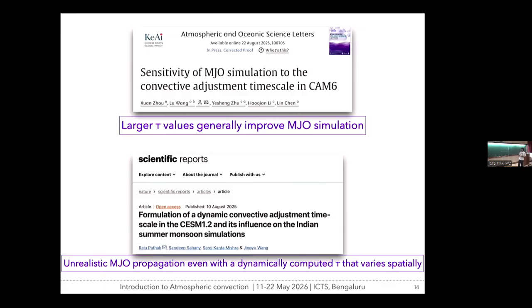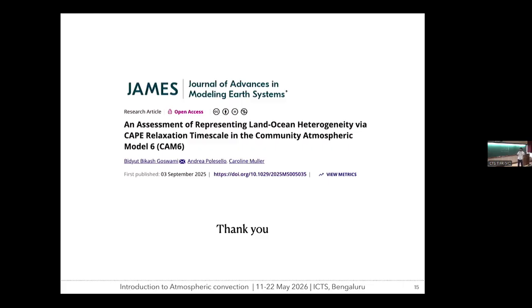And how they designed tau was they had a CAPE calculation over the whole globe, and they designed tau based on CAPE. So the tau was a dynamic tau, but they found MJO propagation was not good in their dynamic calculation of tau. This is just a screenshot of our paper. So what it means is it's not just changing tau, but we need to be clever in how we change tau.